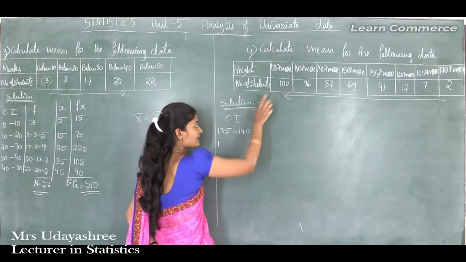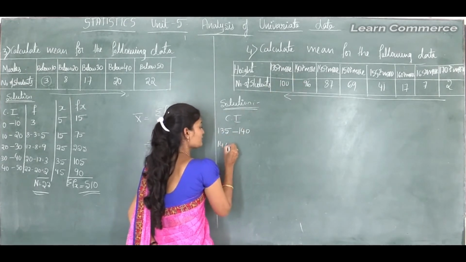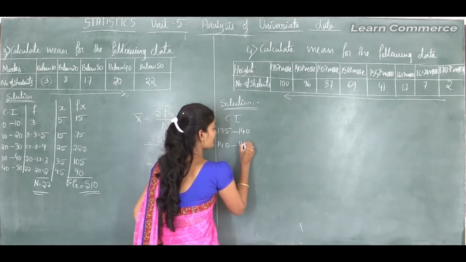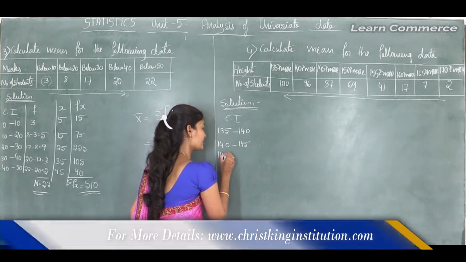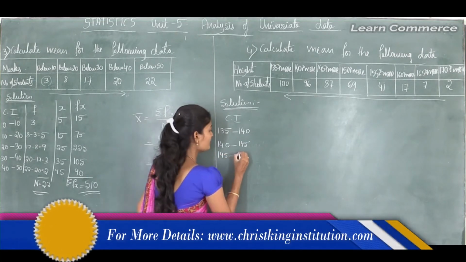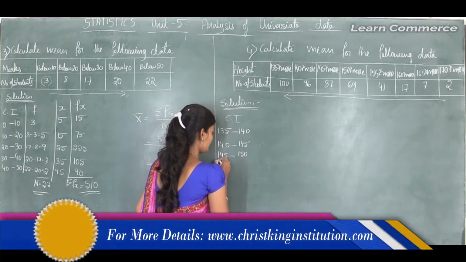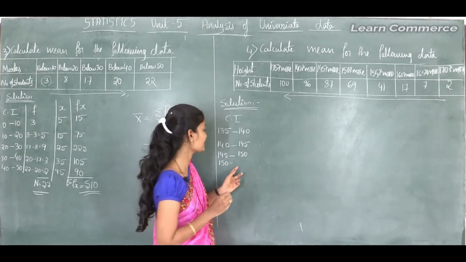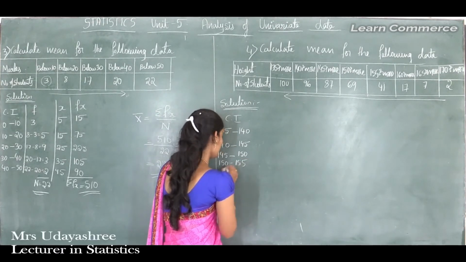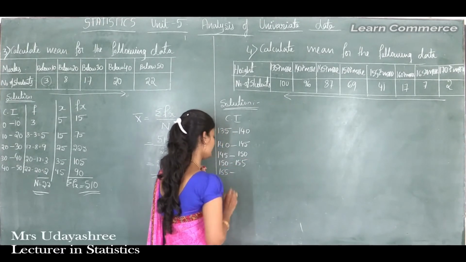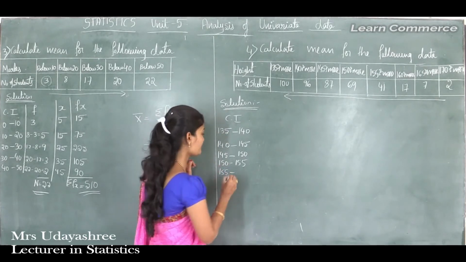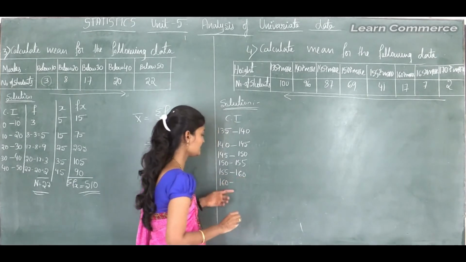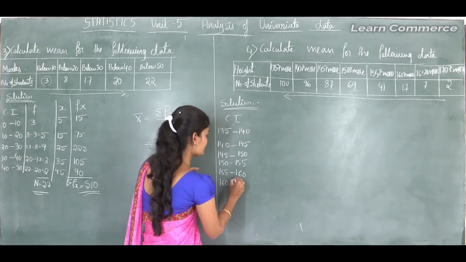So next lower class limit is 140. So if it is 140, then what is upper class limit? Upper class limit is 145. Next, given lower class limit is 145, so upper class limit is 150. Next is 150 given lower class limit, then upper class limit is 155. So next, given lower class limit is 155, so upper class limit is 160. Next, given lower class limit is 160, upper class limit is 165.